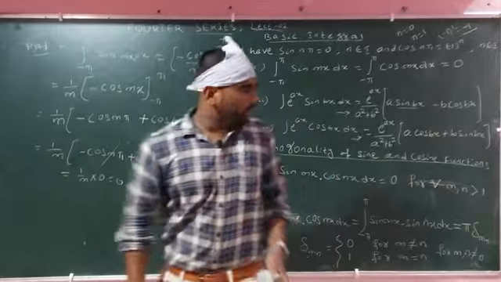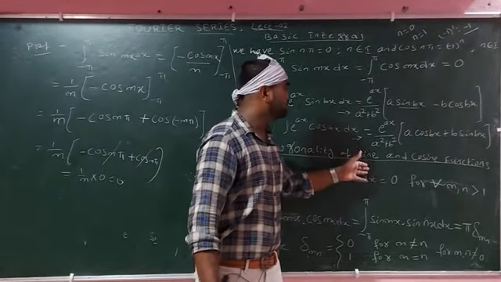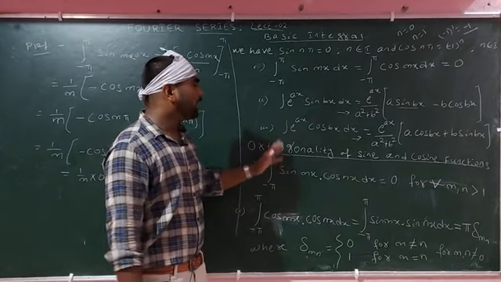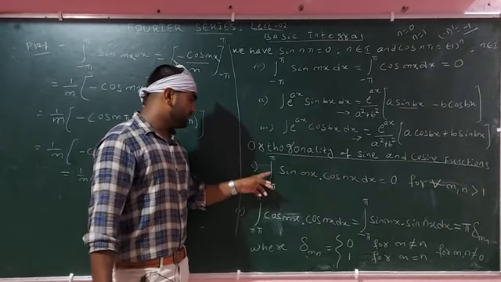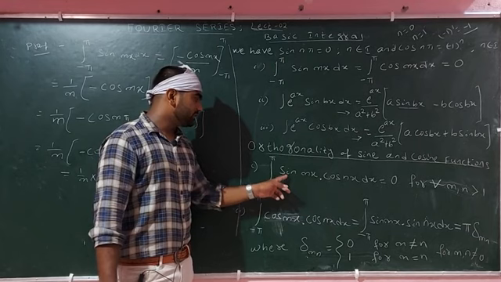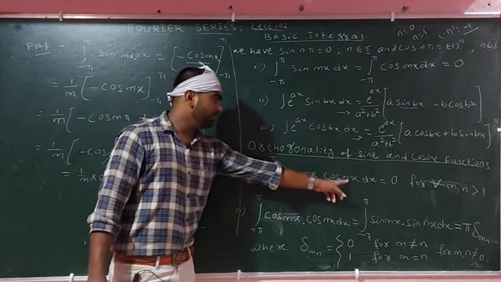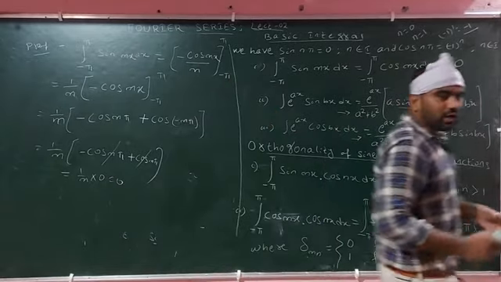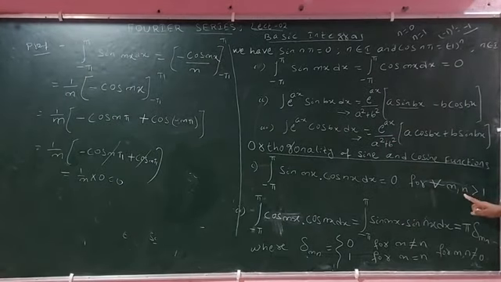Now the next property is the orthogonality of the sine and cosine functions. Sine and cosine orthogonality property: the integration from minus pi to pi of sin mx cos nx dx equals 0 for all integer values of m and n greater than 1.